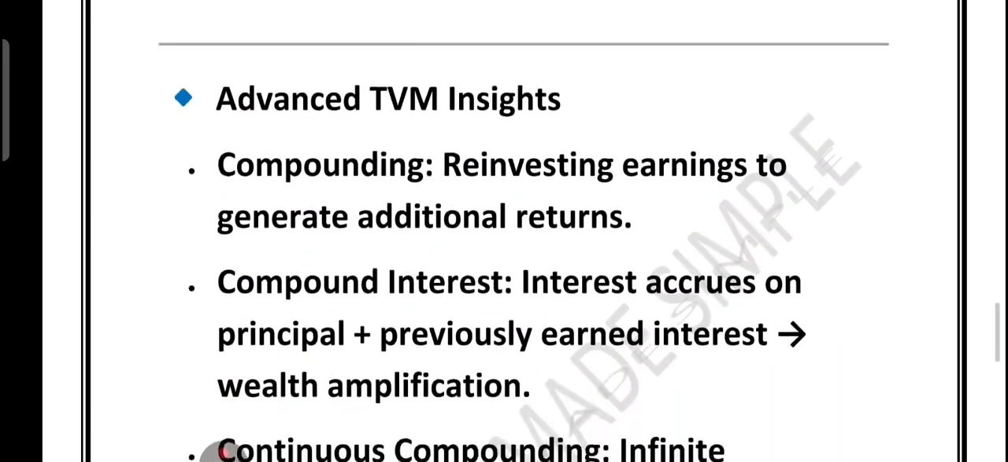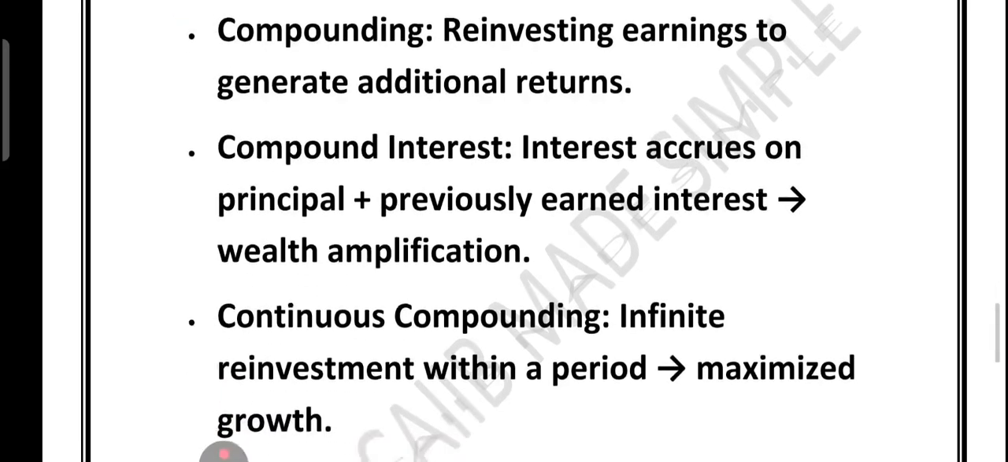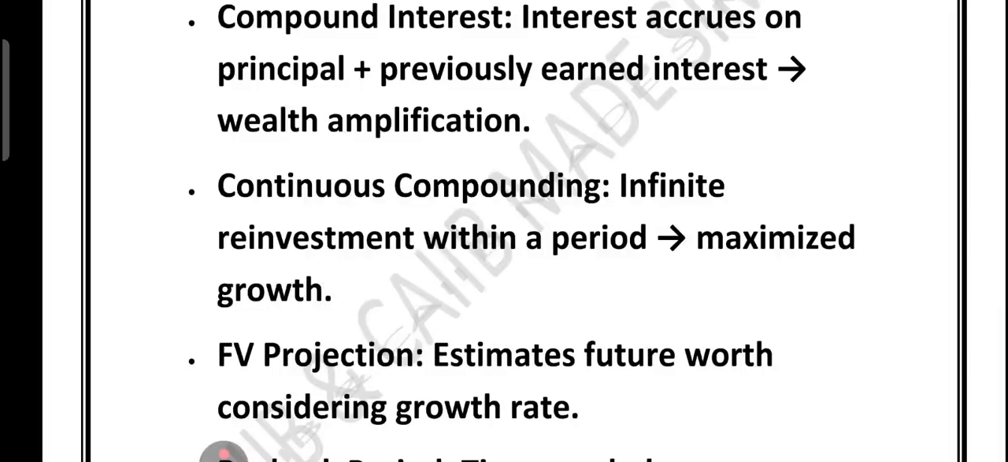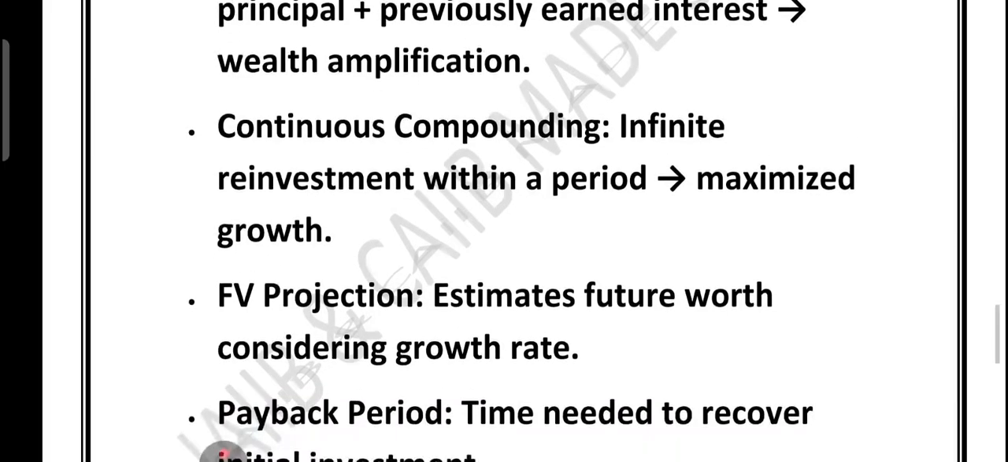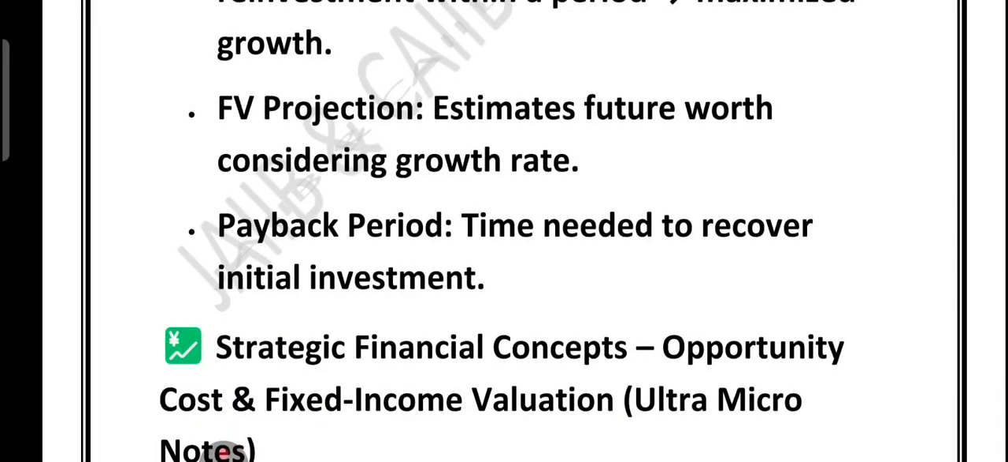Now there are some advanced TVM insights. Compounding means you are reinvesting earnings so that your money earns on earnings, boosting the growth. Compound interest means interest is calculated on both principal and previously earned interest, amplifying the wealth. Continuous compounding means hypothetical infinite reinvestment during a period, and it has maximum growth potential. Future value projection helps you estimate the future worth of your funds considering the growth rate.